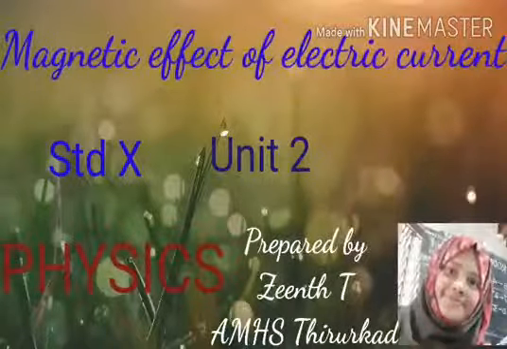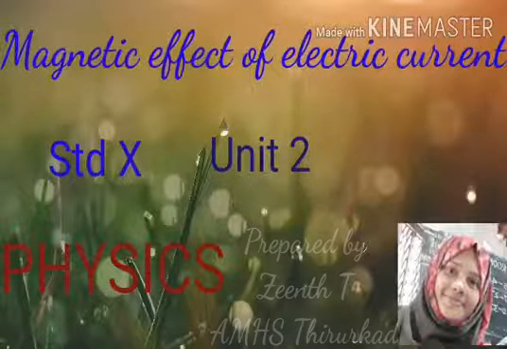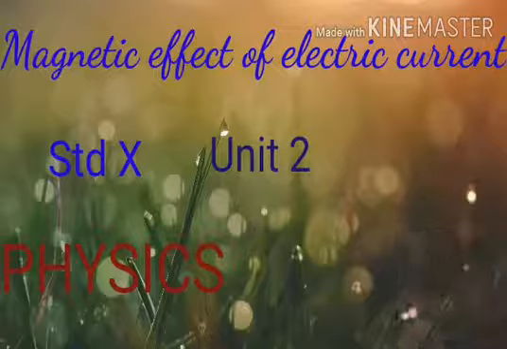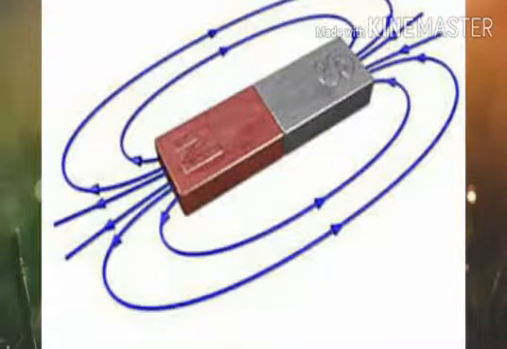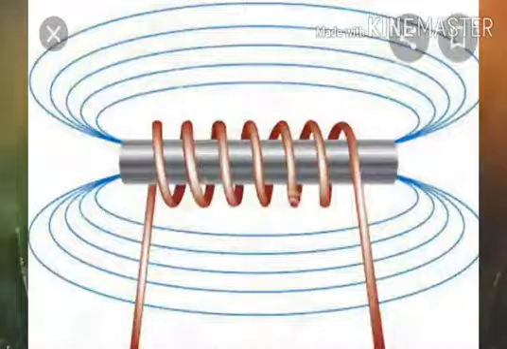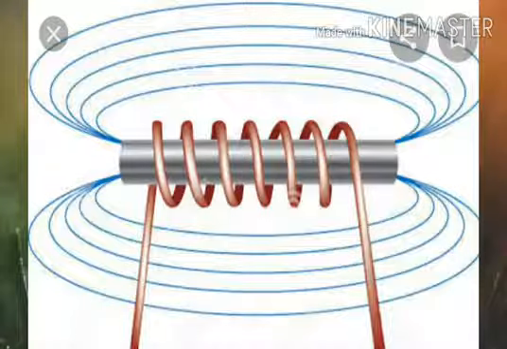10th Standard Physics, second unit, Magnetic Effect of Electric Current. We are familiar with magnet, magnetic field, electromagnet, etc. The presence of the magnetic field and the polarity can be understood using a magnetic compass.